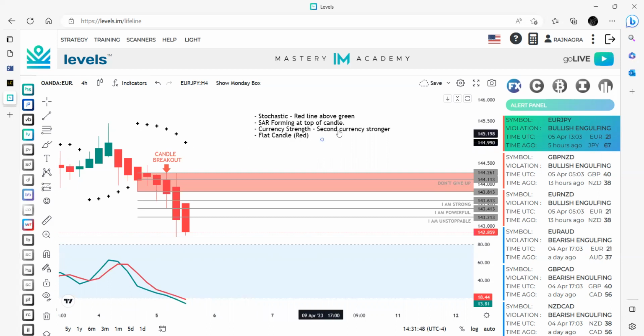Currency strength meter. The second currency needs to be stronger. Again, JPY is 67, Euro is 21. There's a huge difference in the strength. So again, a good trade.